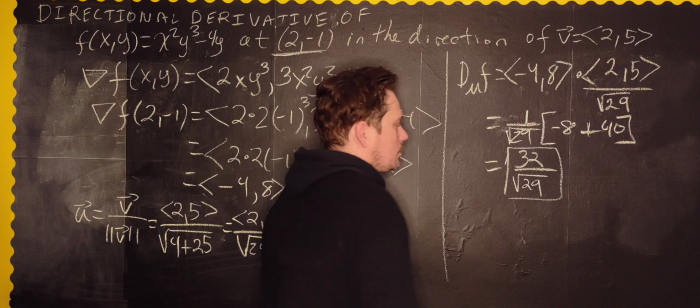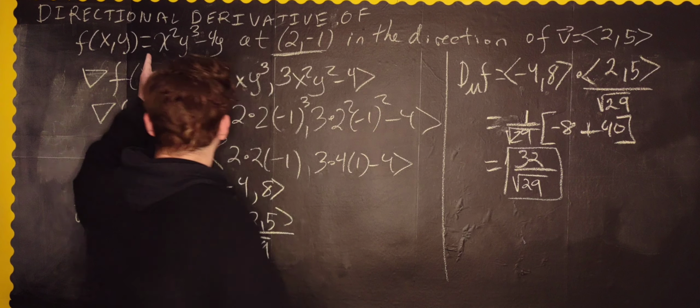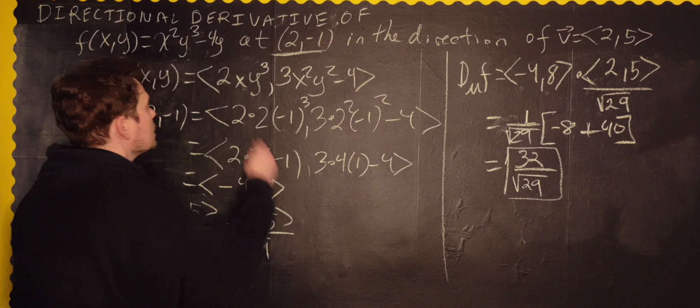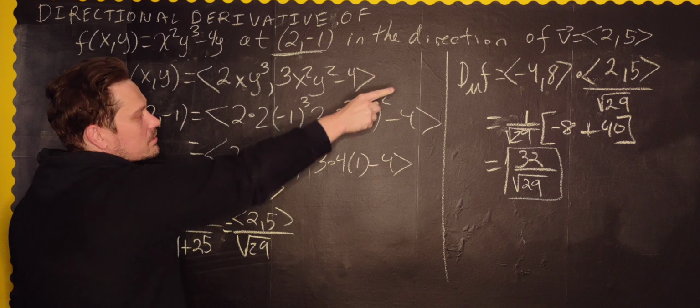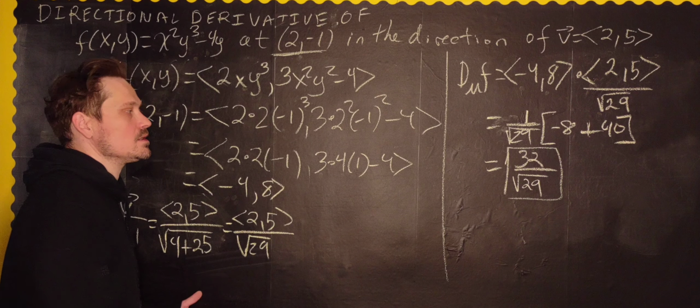It's just a number, it tells you the rate of change of this function. So 32 over the root of 29 is the rate of change of this function at that point in the direction of that vector. That's what the 32 over the square root of 29 means.